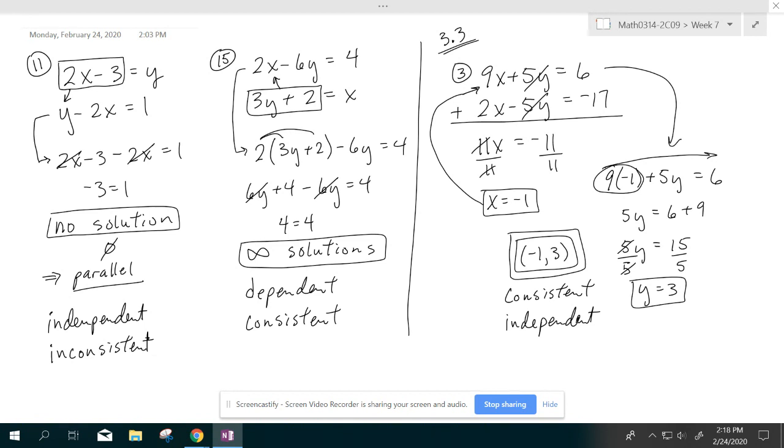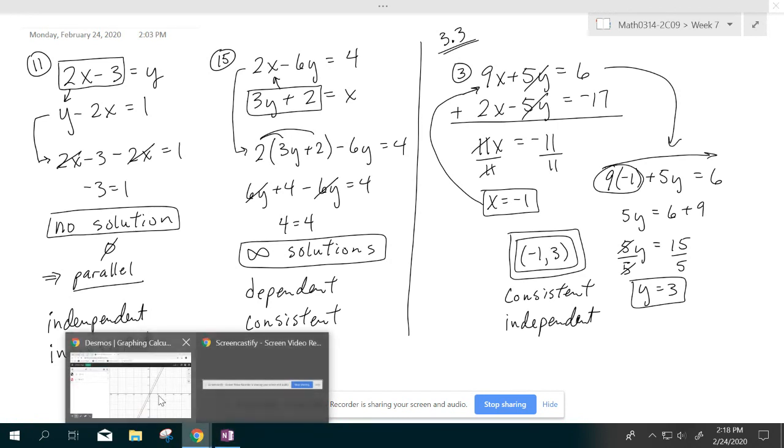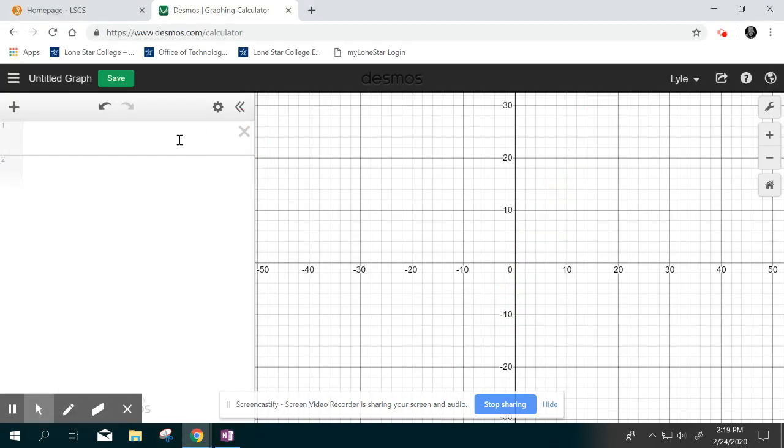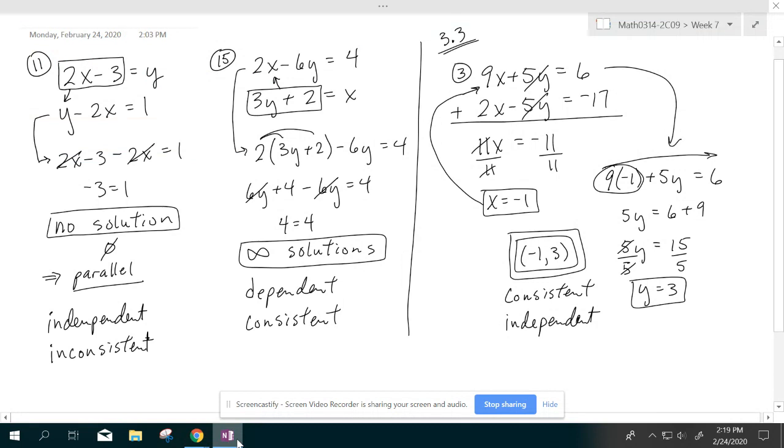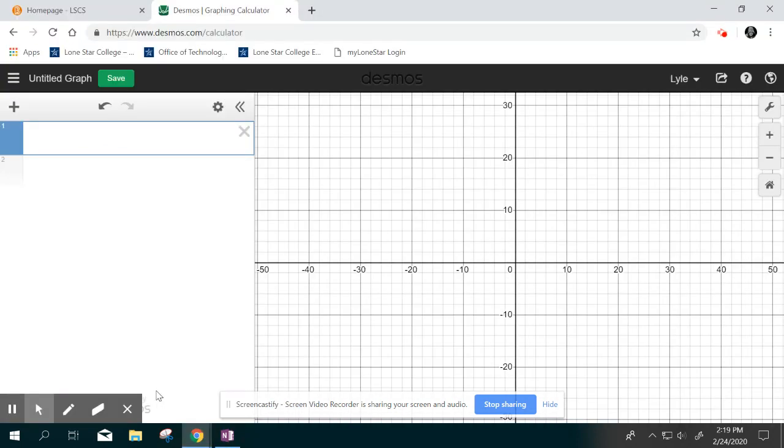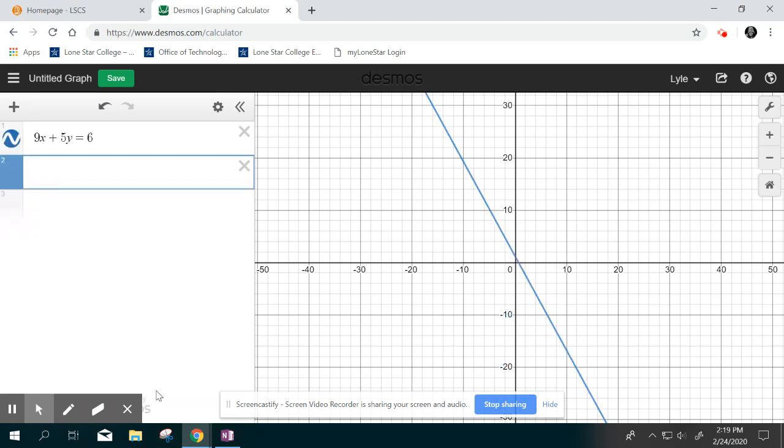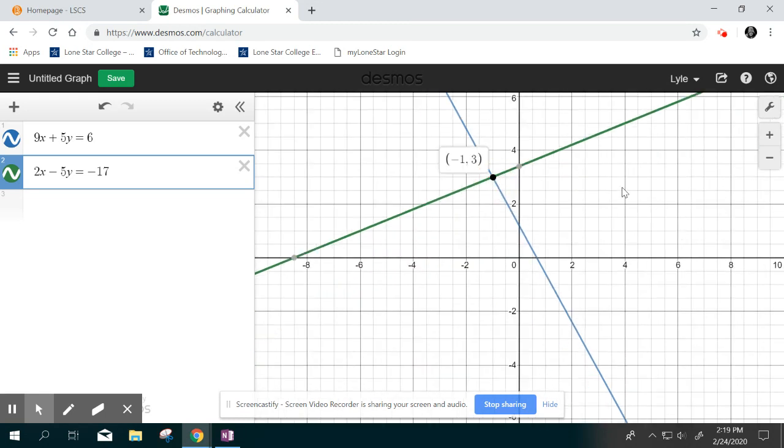Okay? And now you know what I'm going to do to verify? Oh yeah, I love Desmos. All right, so what was my first equation? 9x plus 5y equals 6, and the second. Oh, look at that. Bam. Let me zoom in some. Bam. Y'all are not nearly as impressed as you should be. That's awesome, that you can just type those in and click.